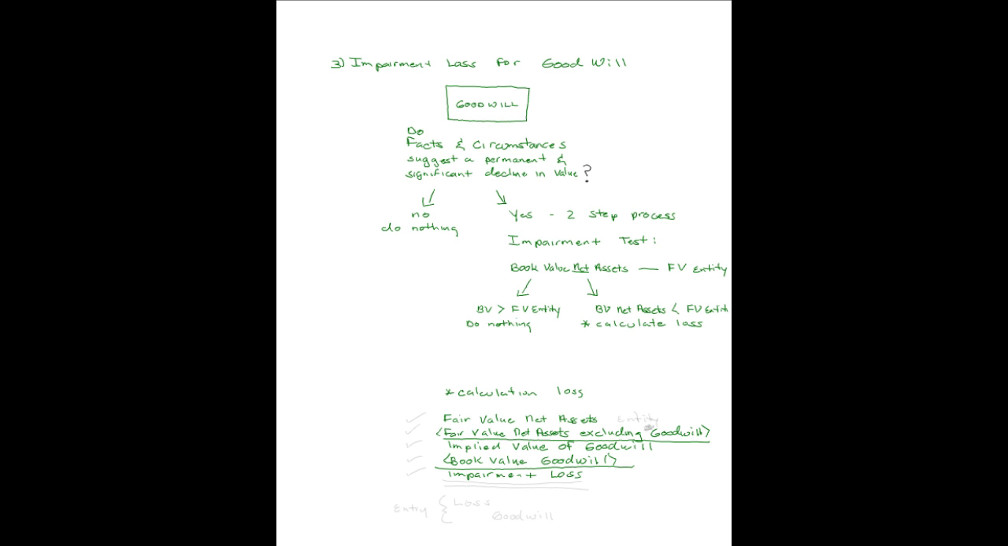The calculation of loss has you start with the fair value of the net assets of the entire entity, and subtract from that the fair value of the net assets, excluding the fair value of goodwill. So not only do you have to come up with the fair value of the net assets of the entity, you have to, in total, come up with the fair value of the net assets, not including goodwill. That gives you the implied fair market value of the goodwill that remains.